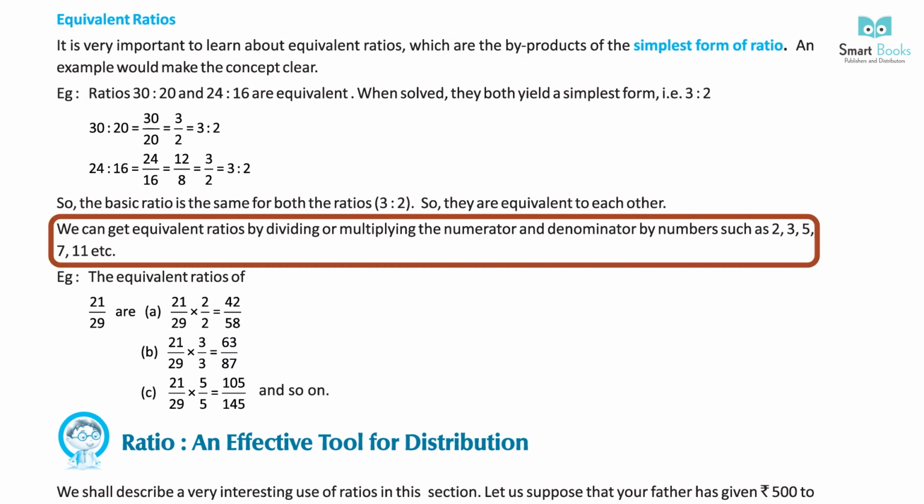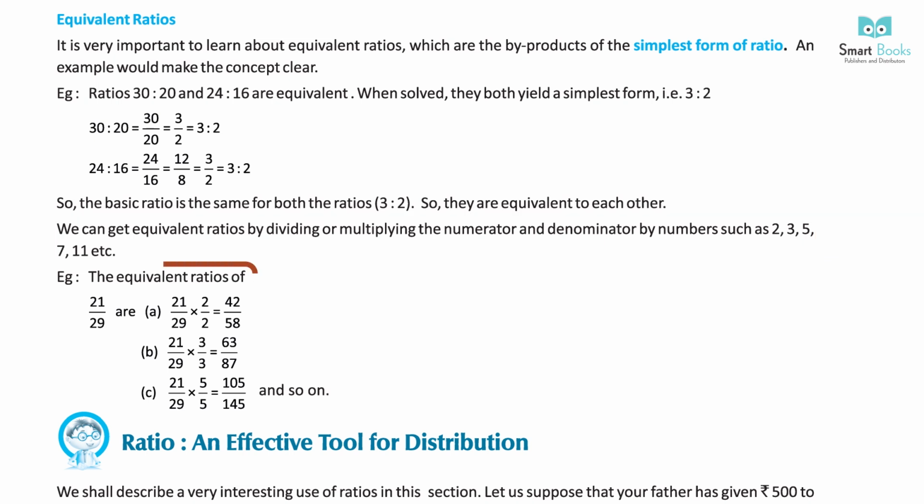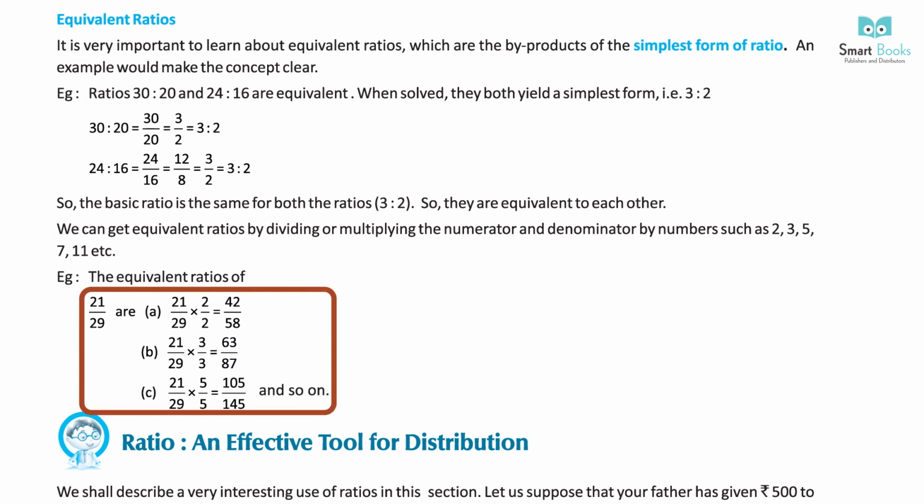We can get equivalent ratios by dividing or multiplying the numerator and denominator by numbers such as 2, 3, 5, 7, 11, etc. Example, the equivalent ratios of 21 upon 29 are: A. 21 upon 29 into 2 upon 2 equals 42 upon 58. B. 21 upon 29 into 3 upon 3 equals 63 upon 87. C. 21 upon 29 into 5 upon 5 equals 105 upon 145, and so on.